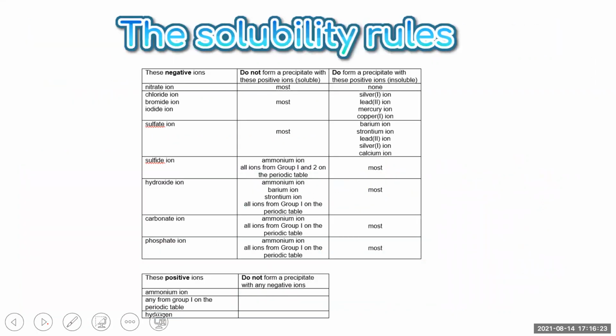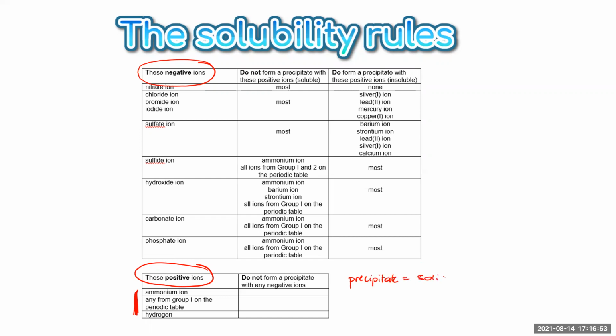Now, to know which solids are soluble and which are insoluble, we have a table of rules called the solubility rules. You can look at the solubility rules from the negative ion perspective or from positive ions. These positive ions here never form a precipitate. Precipitate means it's insoluble. Precipitate is technically a solid that forms from two solutions.